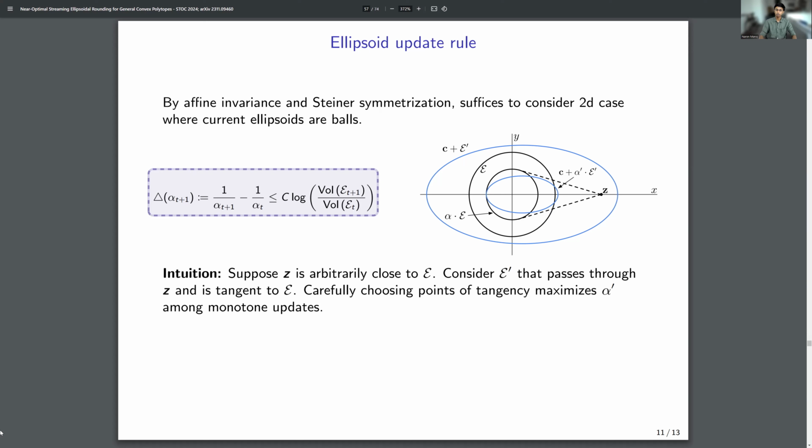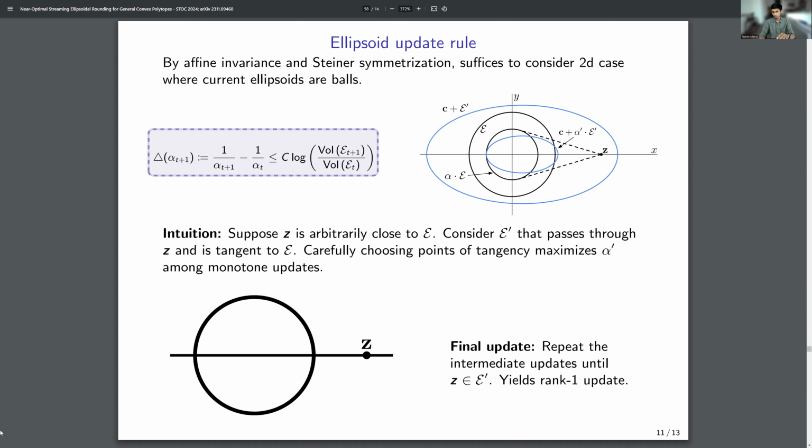And the intuition for deriving our update can be written as follows. Suppose that the new point that we see is actually arbitrarily close to our current outer ellipsoid E. Now let's look at an ellipsoid E prime that passes through Z and is tangent to E at, let's say, 2 points. And if you carefully choose where the tangent points are, then we can actually control the approximation factor. And now we repeat this as we drag Z back out in increments back to its original position.